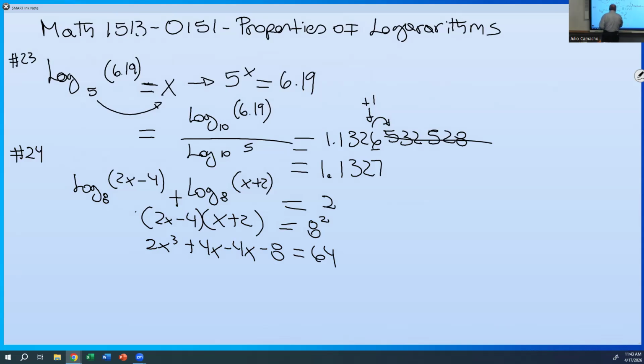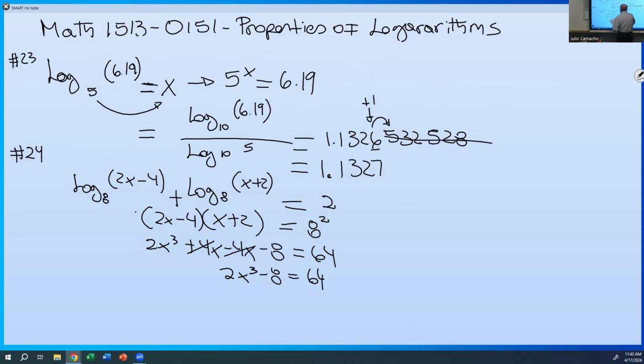What we'll do is these two cancel because they are like terms but opposite. It's positive 4x and negative 4x, they cancel out. So you now have 2x squared minus 8 is equal to 64. So what we need to do now is subtract 64 from both sides.